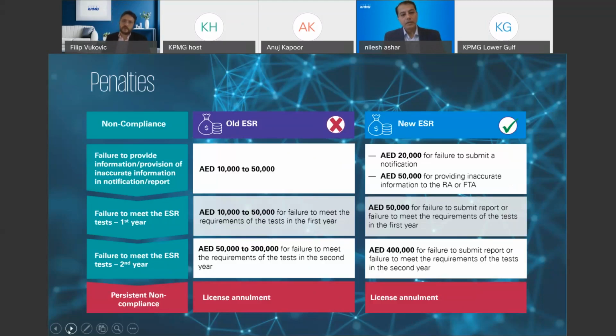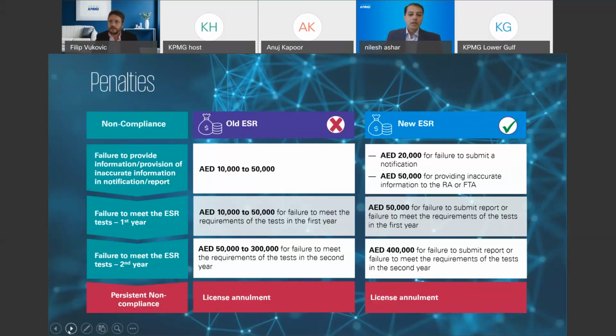And for all of you who are registered VAT taxpayers, I think that you are quite aware of how seriously the FTA looks into enforcement. So it is really going to be a crucial change from my perspective.